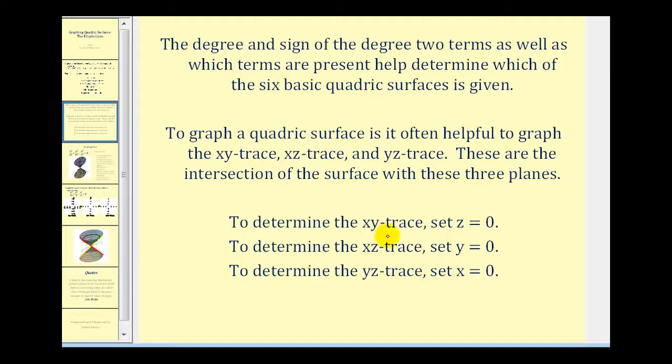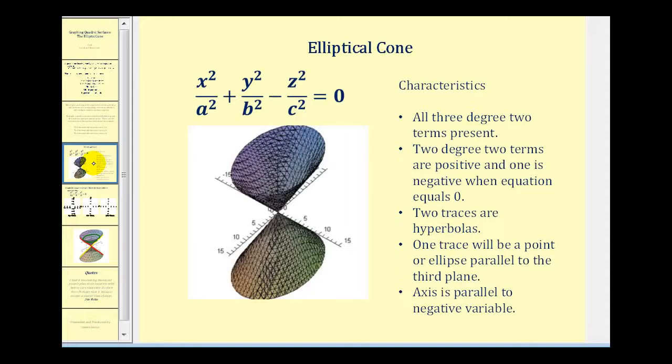To determine the xy trace, we'll set z equal to 0. To determine the xz trace, we'll set y equal to 0. And to determine the yz trace, we'll set x equal to 0. Sometimes when we determine a trace, it's just a point, but if we determine a trace that's parallel to the given plane, we can often find a better trace. Let's go and take a look at the equation of an elliptical cone.